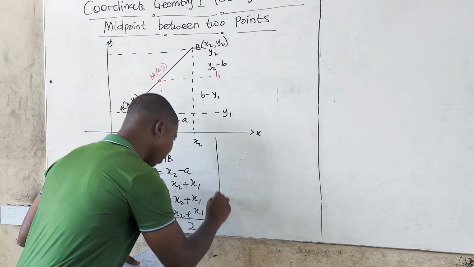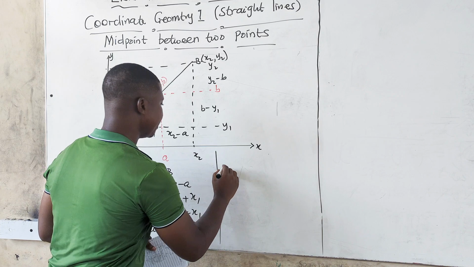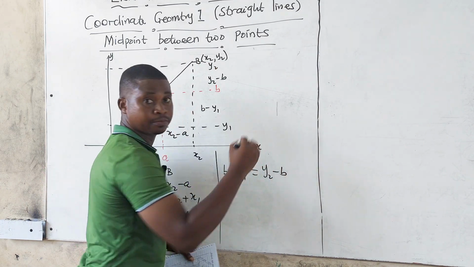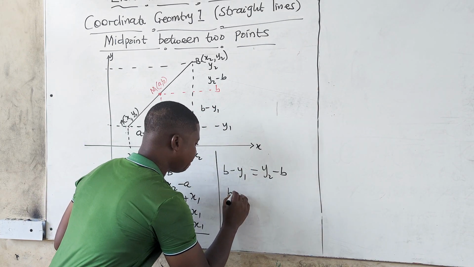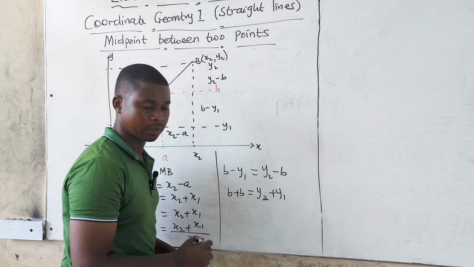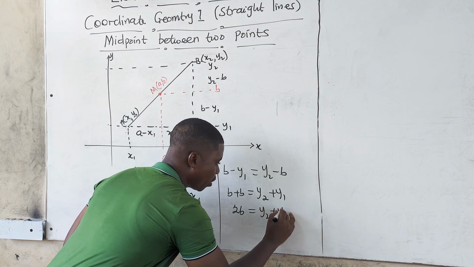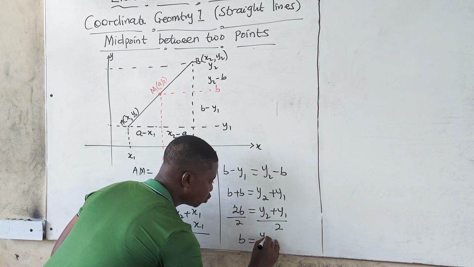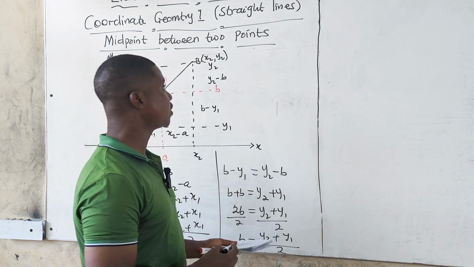And if you want to find that of the y coordinates, we look at this side. We can also say that B minus y1 should be equal to y2 minus B. Now we want to find B because that B is the midpoint. So B plus B is equal to y2 plus y1. So we have 2B is equal to y2 plus y1. Divide here by 2, here by 2. So B is equal to y2 plus y1 all over 2. And that gives you the various coordinates.